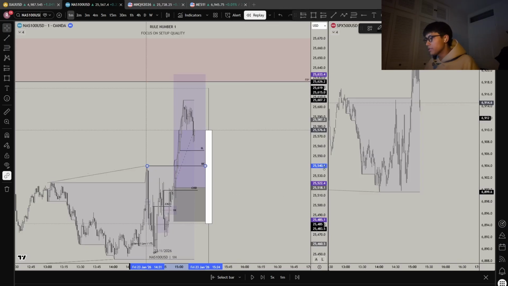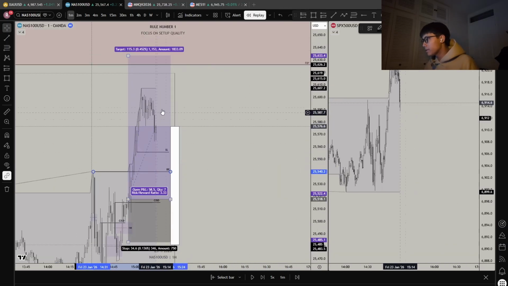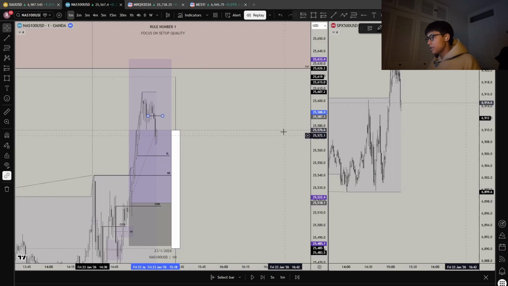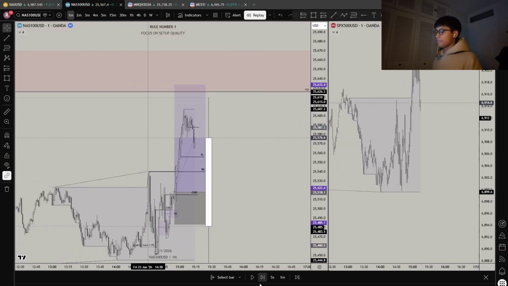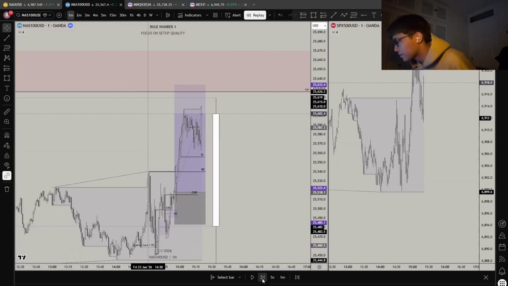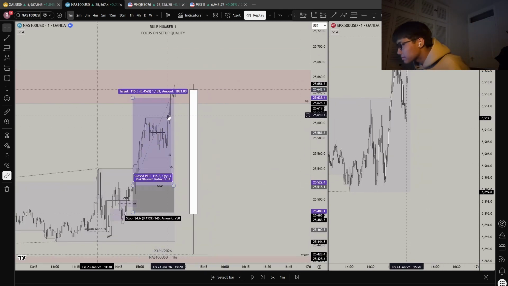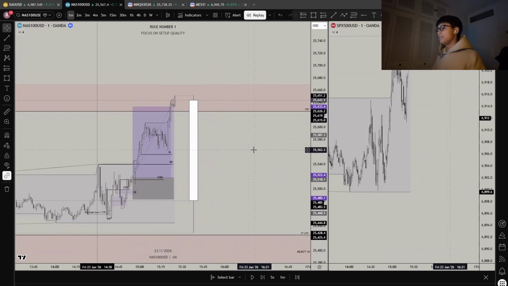And then in terms of the risk management, once price sort of broke through these lows after this consolidation, I moved my stop loss here to just cover my position. But what happened? Bang. Look at that. Crazy displacement.